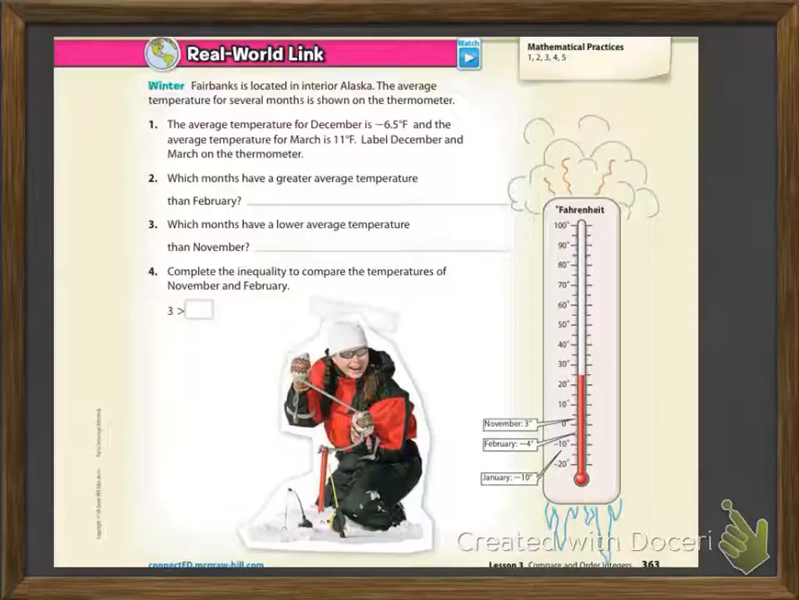So what I would like for you guys to do is go ahead and look on the thermometer. Now your negative numbers are going to be right here below 0. So this is where you're going to label December. And then your positive numbers are here above 0 over in this area. So this is where you're going to find where March is. I want you to find where those numbers fall, and then you're going to list the month and the degrees just like they did with January, February, and November.